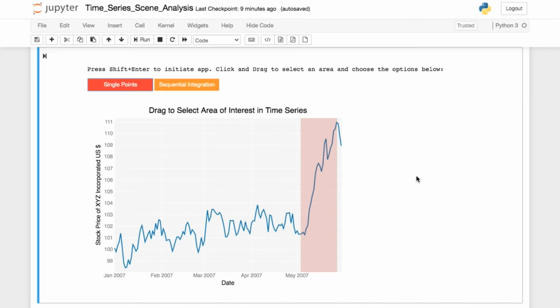So first, let's hear what this section sounds like using a conventional method of sonification. And now with sequential integration.